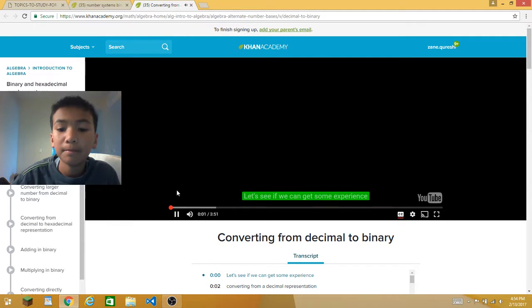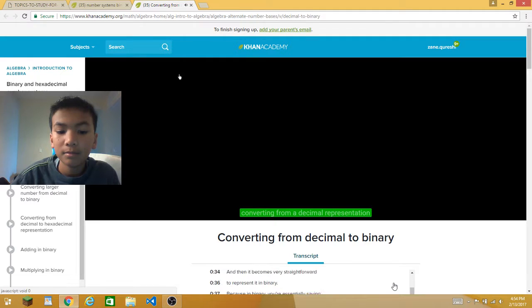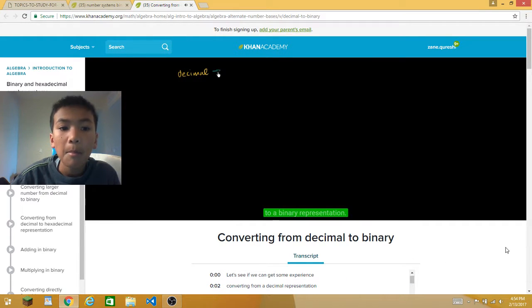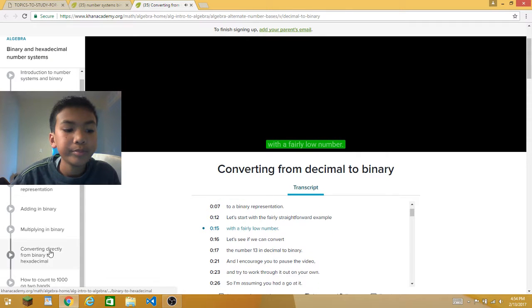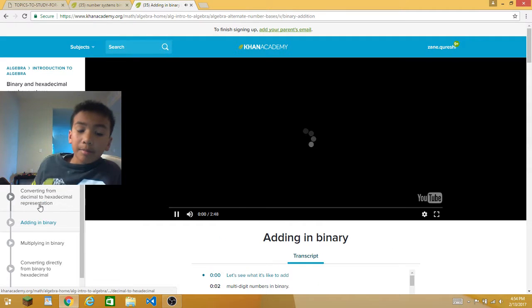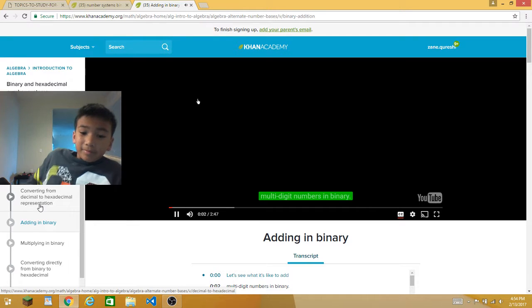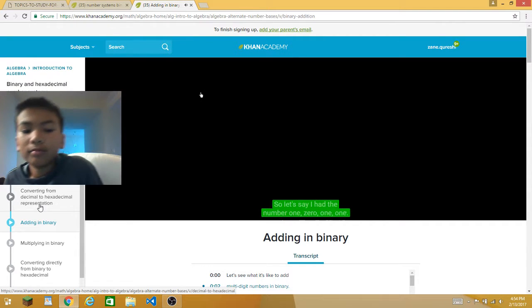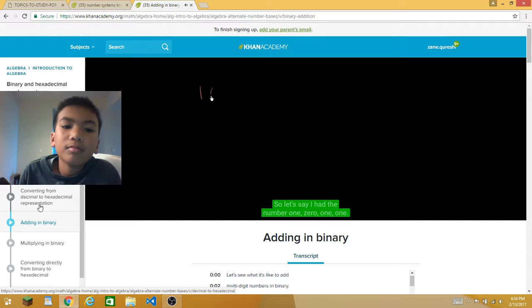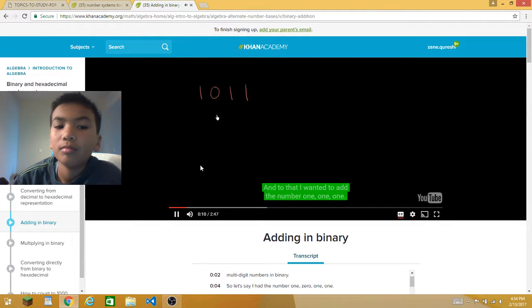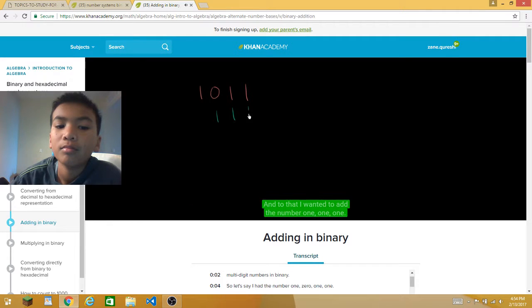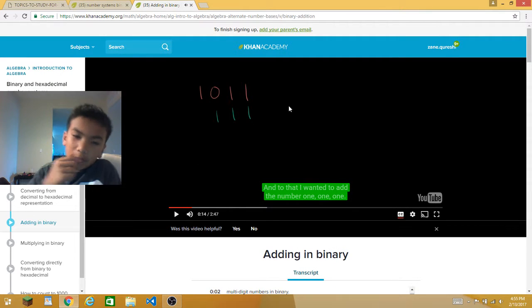Let's see if we can get some experience converting from a decimal representation to a binary representation. And let's start with a fairly straightforward example with a fairly low number. Let's add in binary. Let's see what it's like to add multi-digit numbers in binary. So let's say I had the number 1, 0, 1, 1, and to that I wanted to add the number 1, 1, 1. Okay, what number is each of those?